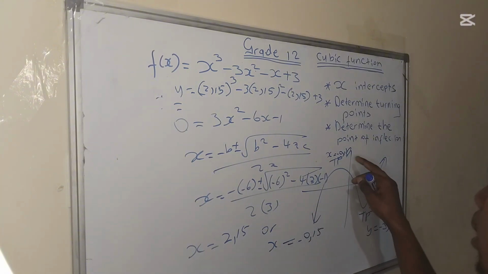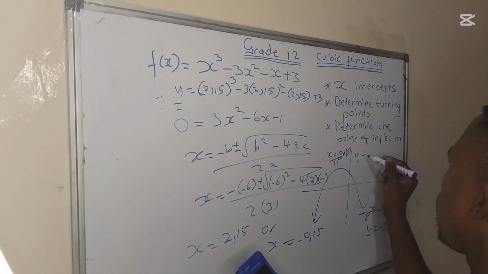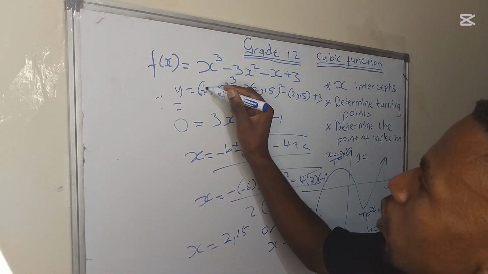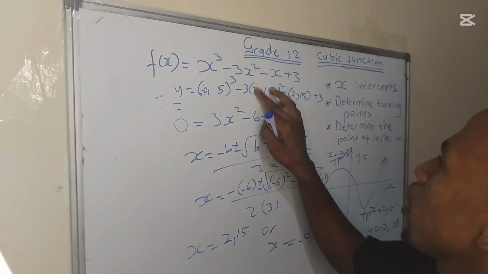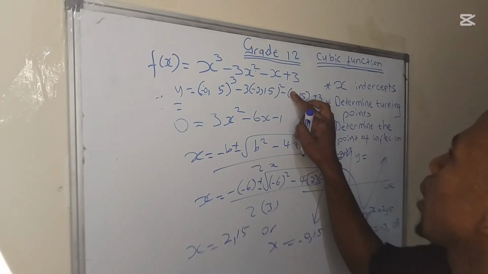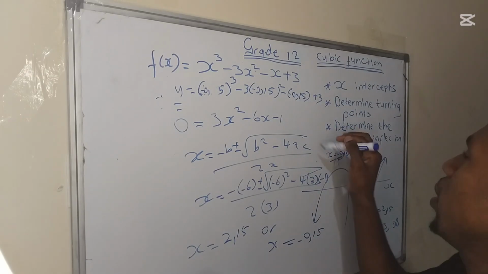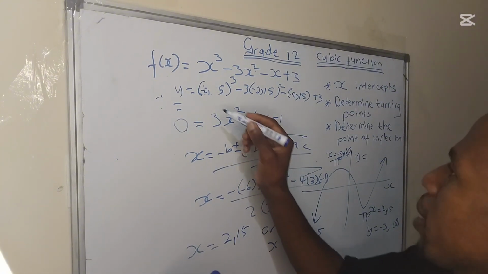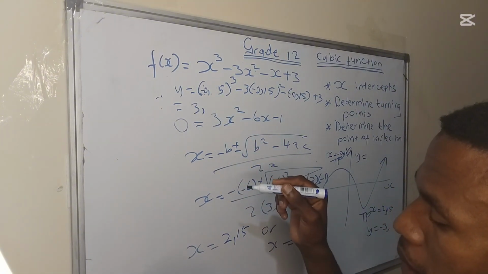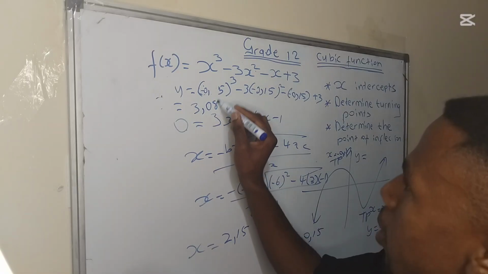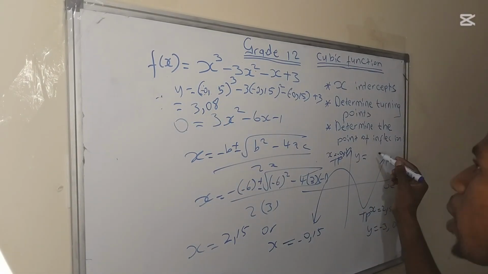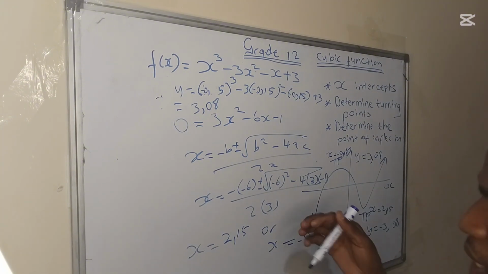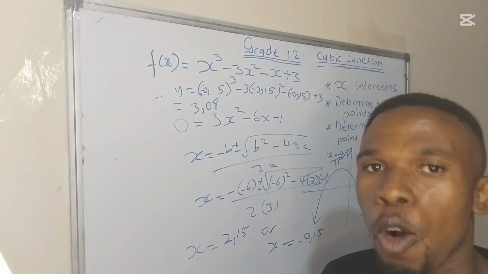The y coordinate, if you plug in negative 0.15 into the equation, then our y is equal to 3.08. Here we have ours, 3.08. Yes. So this is the way how to determine the turning points of a cubic function, guys.